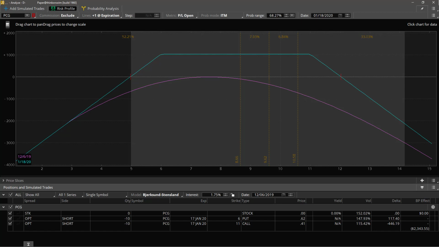Here's PG&E, a utility company out in California. You might have heard about it. I currently have a strangle on PG&E, which is currently losing money, but its theta decay is very positive, so we're making money every day on this trade, as long as the price doesn't move too much. But it has raised up on me a little bit since I put this trade on.